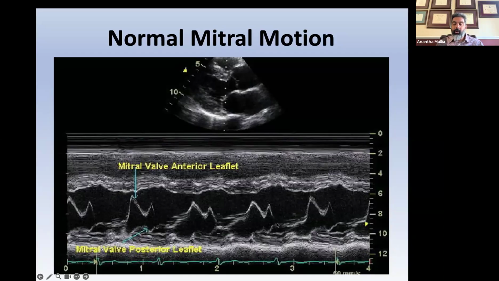When the mitral valve is closed, it should either be somewhat of a flat line or a gradually ascending line until the valve opens again. Okay? So open, closed, nice and flat. That's normal.